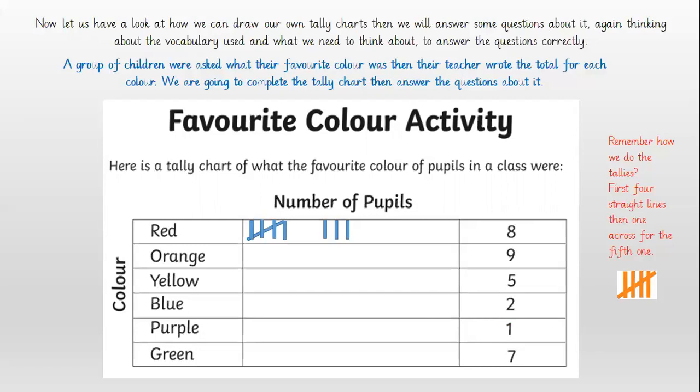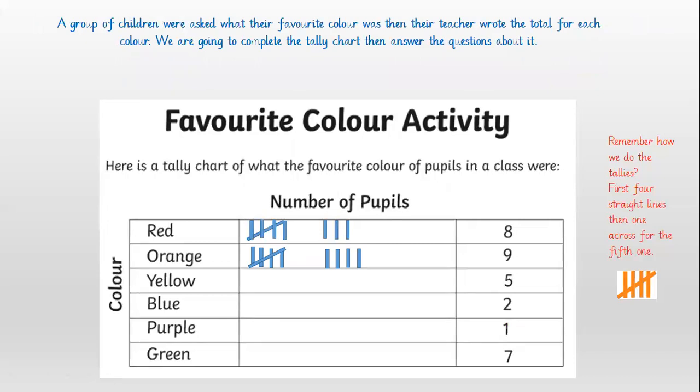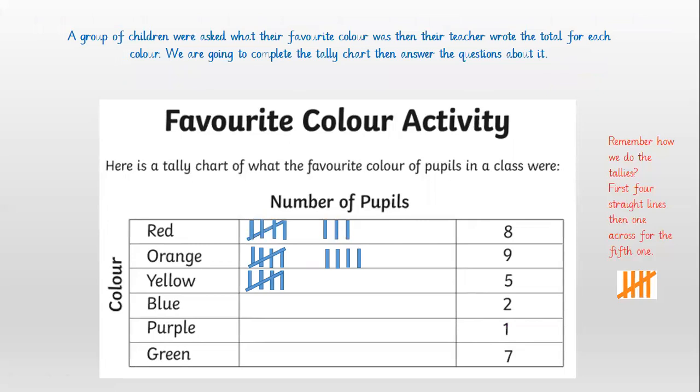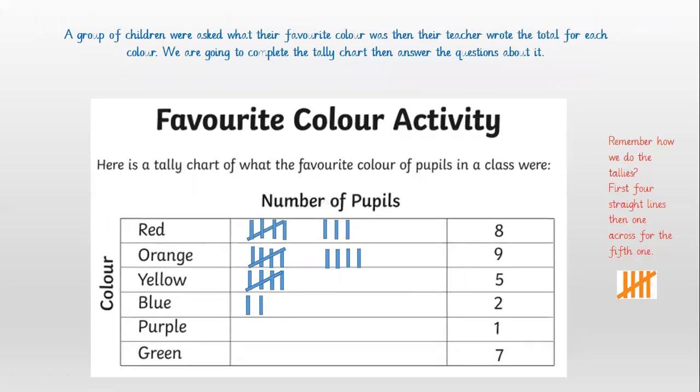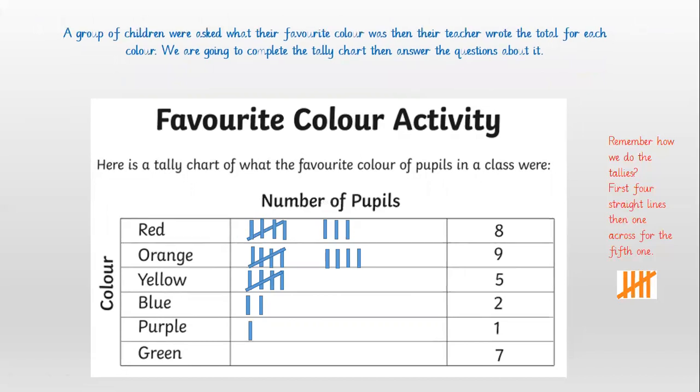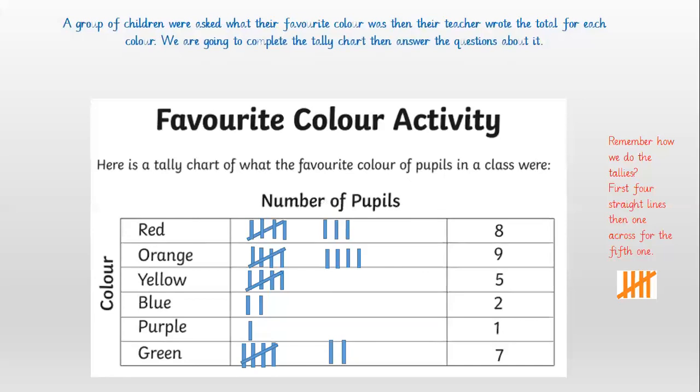Now remember how we do the tallies? First 4 straight lines, then 1 across for the fifth. For red, we've got 8. So I've made a group of 5, 6, 7, 8. For orange, we've got a group of 5, and then we've got 6, 7, 8, 9. Yellow, we've got a group of 5 because the total is 5. Blue, we've only got 2, so we do not need the line across. Purple, we've just got 1. And for green, we've got 7, which is a group of 5 plus 2 more.